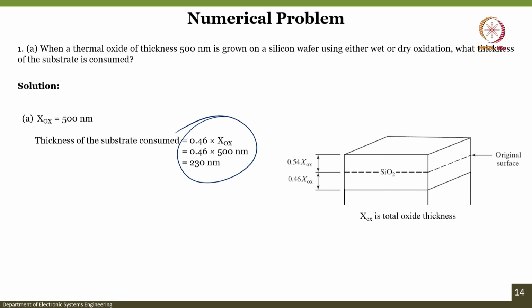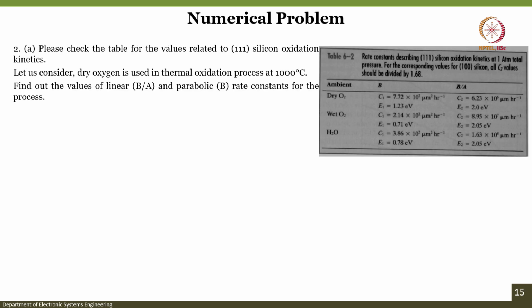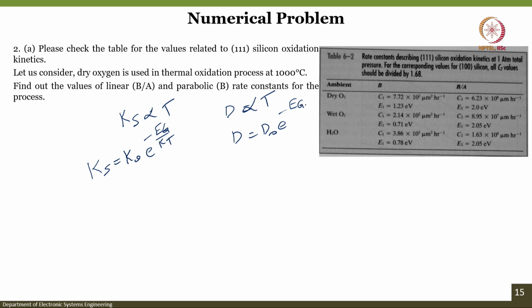So, this is the answer, 230 nanometer, right. Next, now I told you one more thing, Ks is dependent on temperature, D depends on the temperature, right. Ks can be modeled as K naught e power minus Eg by kT, D can also be modeled as D naught e power minus Eg2 by kT.